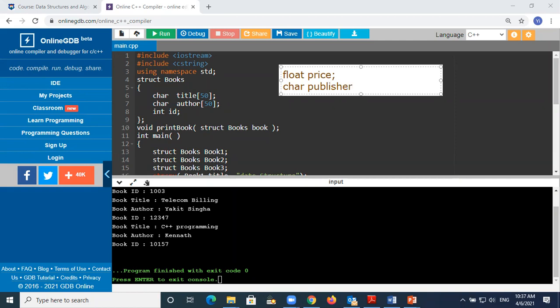P-U-B-L-I-S-H-E-R, publisher. So only these 5 things can be asked. There will be the title or the name of the book, the author who wrote the book, and then the book ID, and then the book price, and then the book publisher. So only 5 things. In the exam, only these 5 things can be asked.